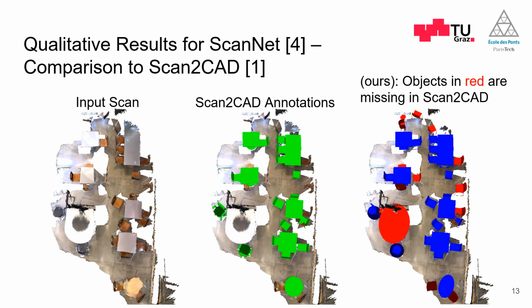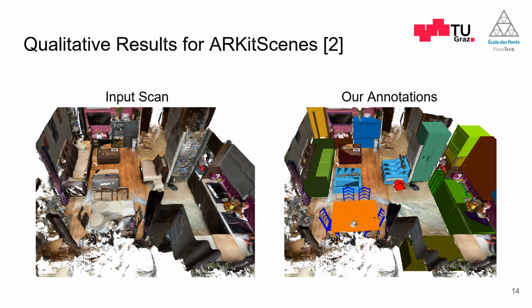Finally, we show some qualitative results of our method. As our method automatically retrieves CAD models in the scene, it is possible to also annotate objects that are missing in Scan to CAD, which are highlighted in red. Here we show results for the ARKitScenes dataset. Objects with common geometry are highlighted with the same color.